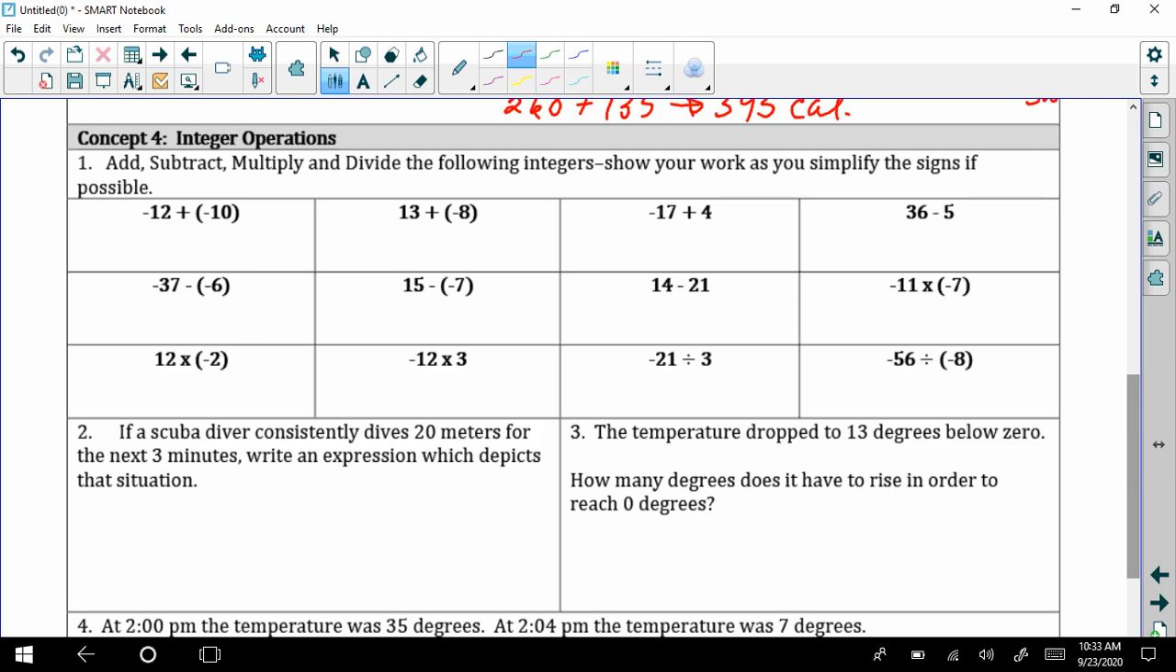So here's our basics. If I have a negative 12 plus a negative 10, I want to see that you know that that's a minus. So negative 12 and negative 10, or left 12, left 10, gives me left 22. 13 plus negative 8, so plus a negative means it's minus. So 13 minus 8 is 5. Negative 17 plus 4. So you owe me $17. You give me 4. Now you only owe me 13 more.